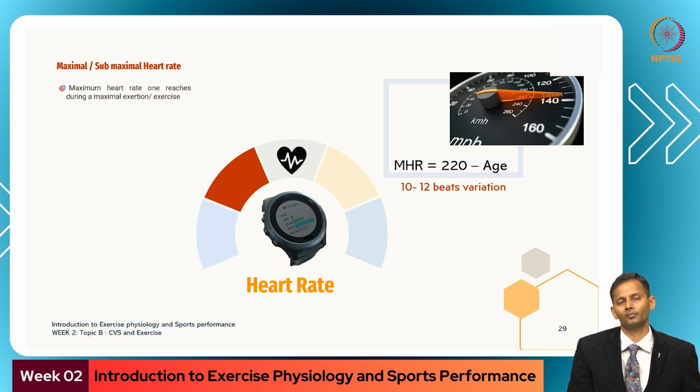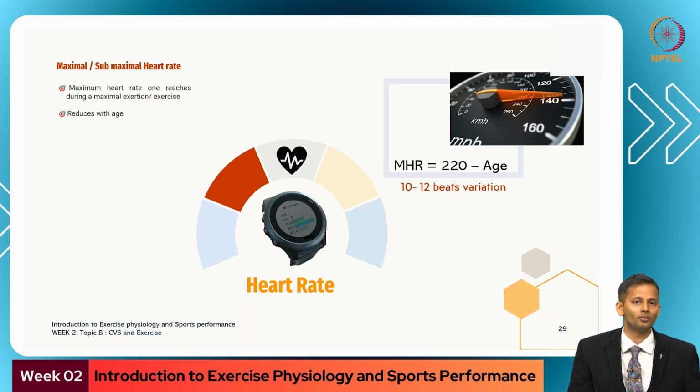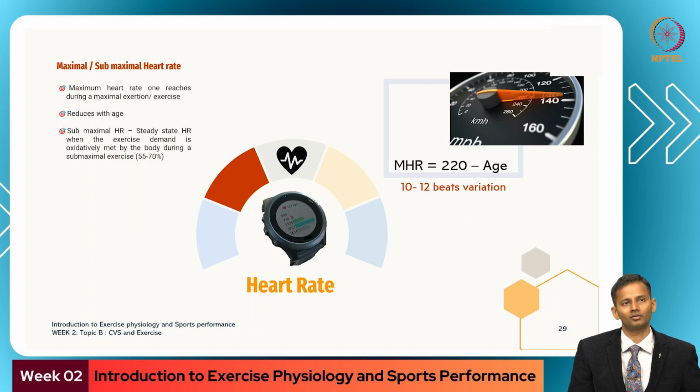So that's one of the things that you should remember with respect to the maximal heart rate. And the other important aspect is that this maximal heart rate decreases with age. Obviously as the age increases, 220 minus the age decreases, so obviously the maximal heart rate will reduce, right?